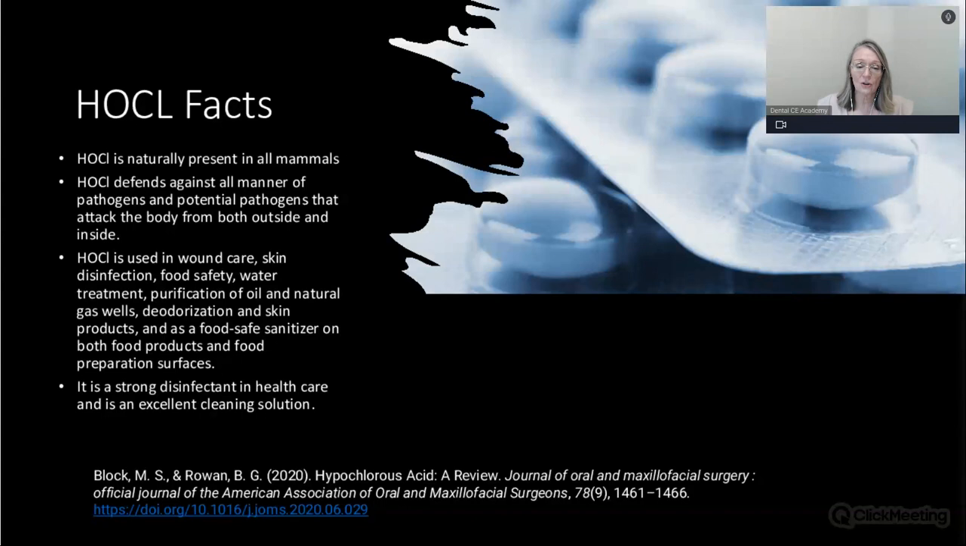It's naturally present in all mammals. It defends us against all manner of pathogens and potential pathogens that attack the body from both outside and within. And again, used in wound care, also food safety. So grocery stores use the countertop generators for your fruits and vegetables, for instance.